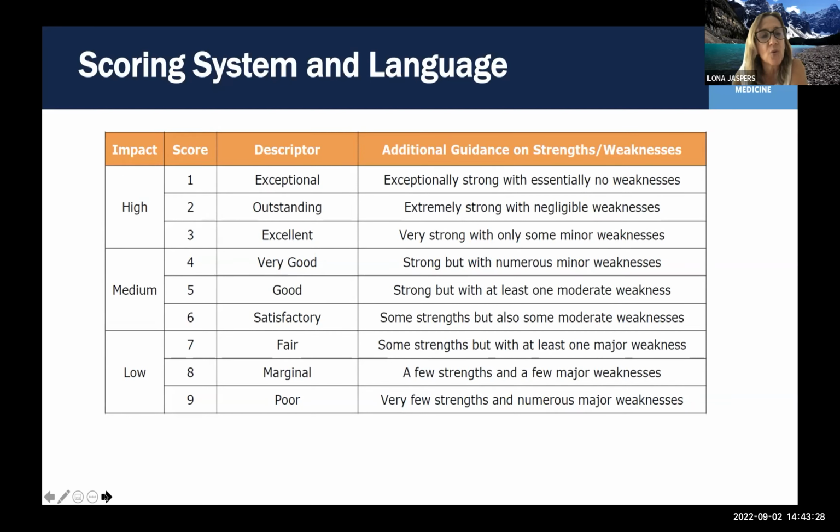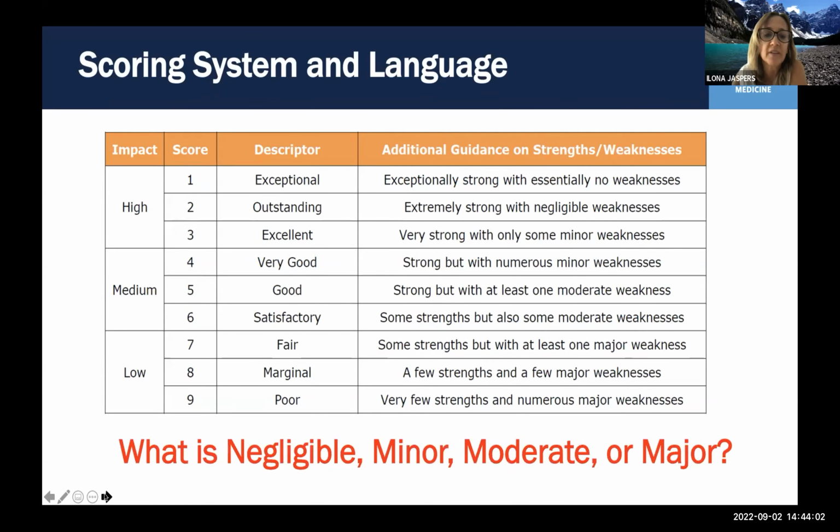You're all very familiar with the scoring system. A 1 is obviously the best score for NIH. You can get a 9, which is poor. And these are the additional guidances as to what actually is a 1 and what actually is a 9. So when you go to NIH study section, this is something that is provided to every reviewer. It's pretty straightforward what a 4 is, strong but with numerous minor weaknesses, versus a 1, exceptionally strong with essentially no weaknesses.